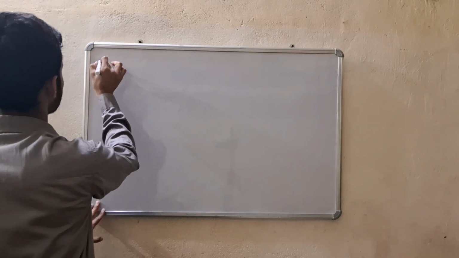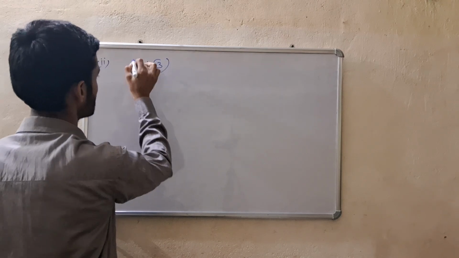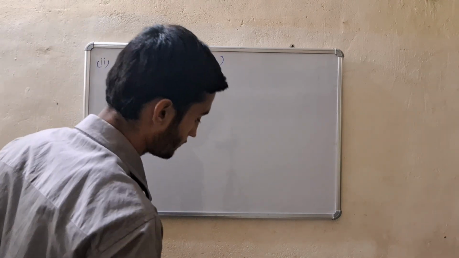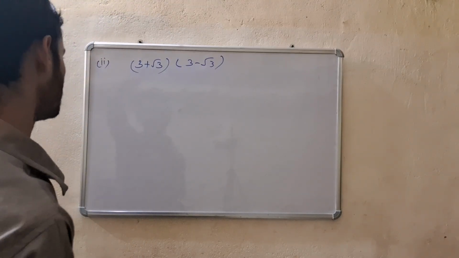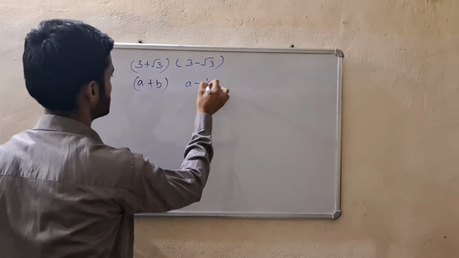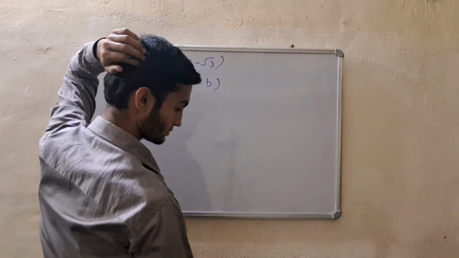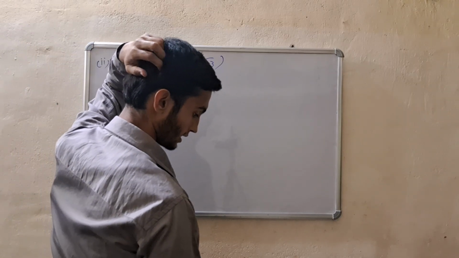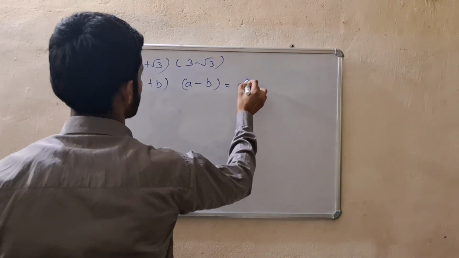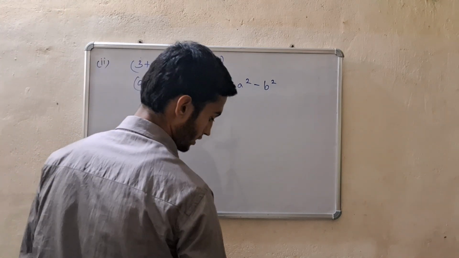The second part of this question says to simplify this expression, which is 3 plus square root of 3 times 3 minus square root of 3. If you can remember an identity, this is a plus b times a minus b. These two terms are the same, right? What is a plus b times a minus b? You know the identity, right? And you have also been given this identity. So this turns out to be a squared minus b squared.